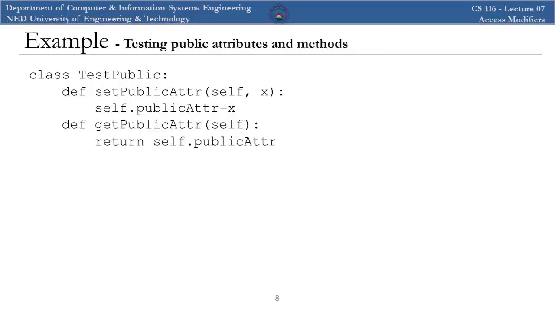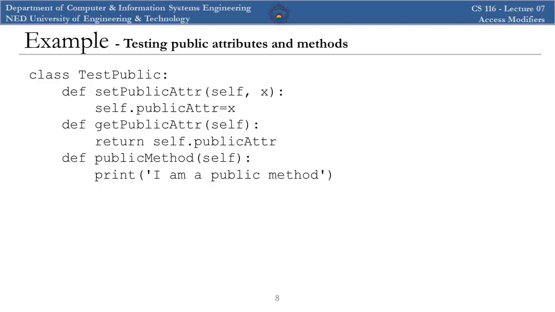Here is a getter method for the same attribute. We know this self convention, self.public_attr means that this is an instance attribute, and the getter method will read the value of this public attribute, and the setter function will set a specific value for this public attribute. Now let's define a third function, and I'm calling it public_method. Of course it is a public method by default, and what I'm doing here is simply printing a statement, I am a public method.